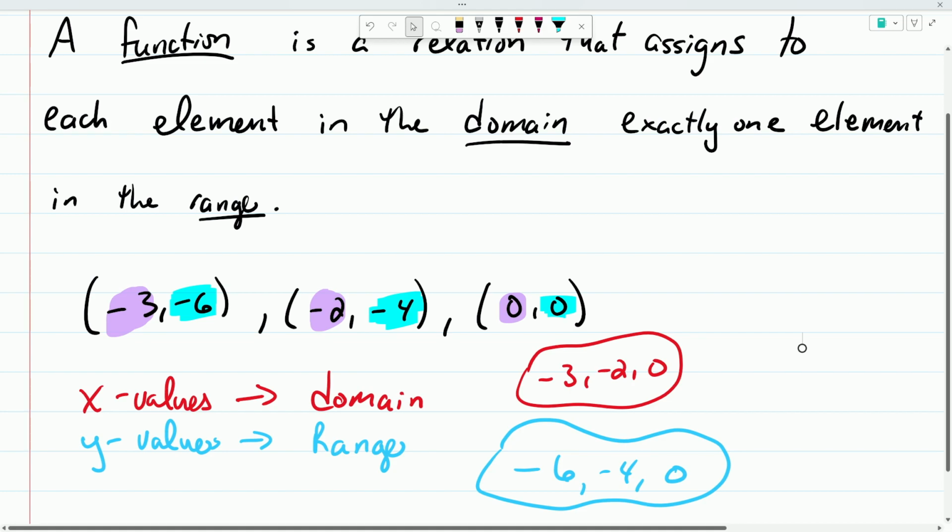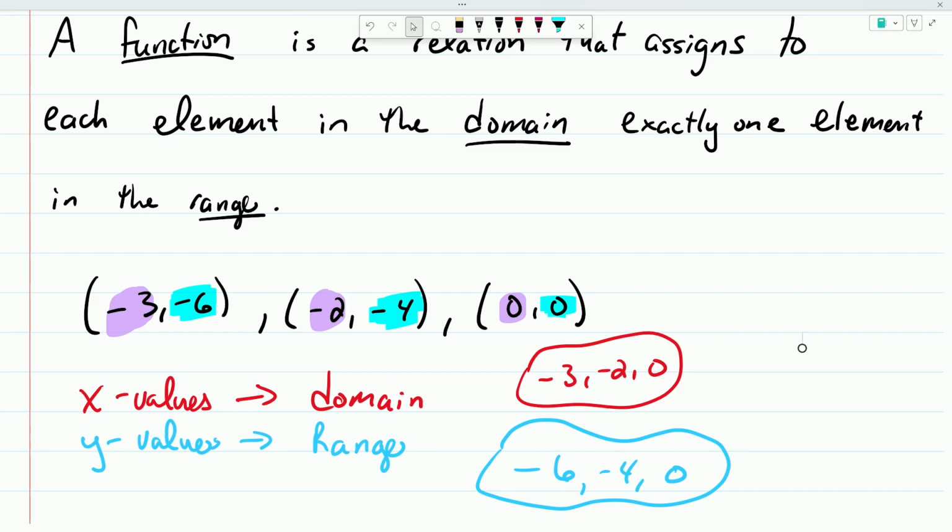And the idea is that the relation, or better yet, the function, says if you have -3 in your domain, that is going to go to -6. In other words, what we've done here is we've mapped them, or we've related these two numbers together. -3 and -6 are related, just like -2 and -4 are related. And finally, 0 comma 0 are also related. And that's what the function does. It relates the domain and the range together.